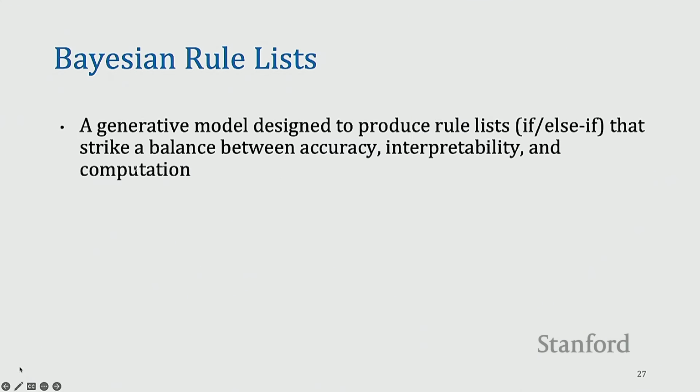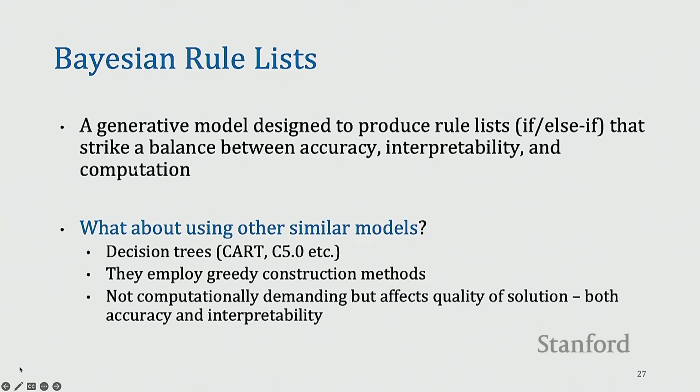So what exactly is their approach, right? Their approach proposes a generative model which is designed to produce these kinds of if-else-if lists. And the way they design this generative model is by striking a balance between accuracy, interpretability, and computation. I'll go into some more details about this approach, but anyone could look at that if-else-if list that we saw and say, wait, why are they not just using other similar models? For example, what about decision trees like CART, C5.0, C4.5? Why are they not using these kinds of models, right?